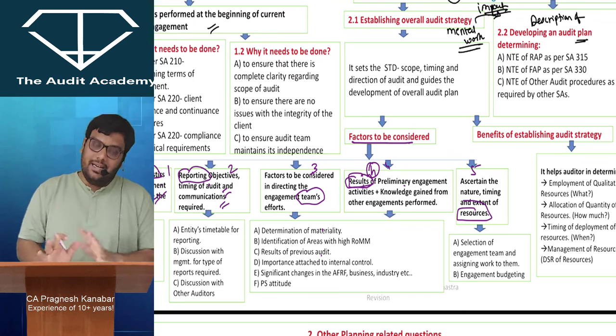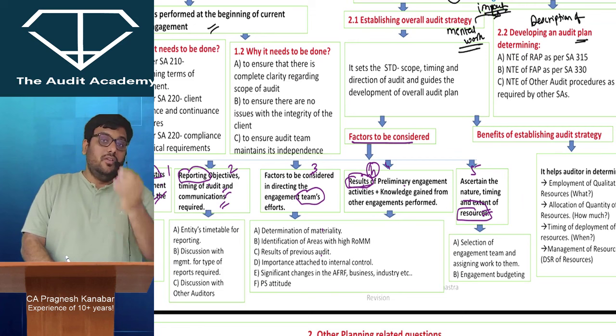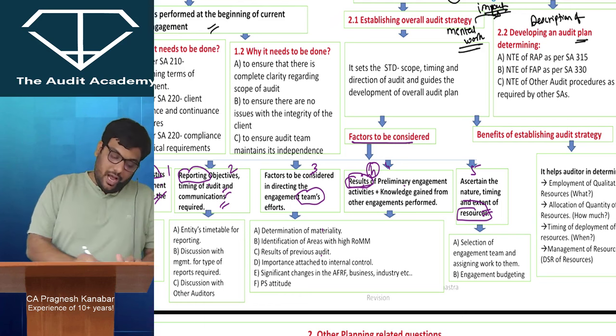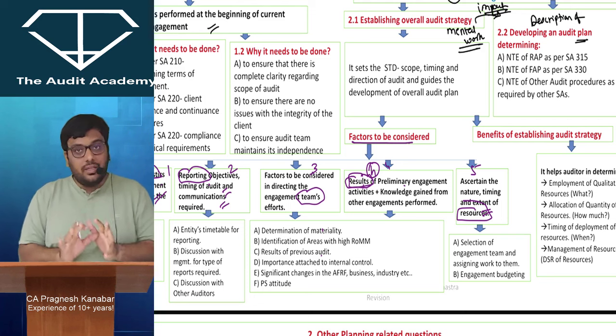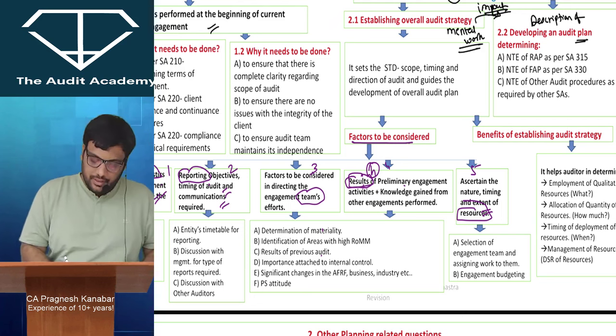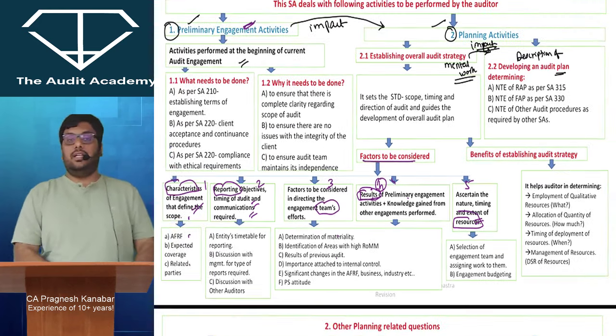And at the end, this has to be the last point. Why I have organized the code word in such a manner that the word resources comes last, because this has to be the last point, this cannot be the first point. Because after doing so much mental work, only then you will be very clear about what kind of resources you need, ascertaining the nature, timing and extent of resources.